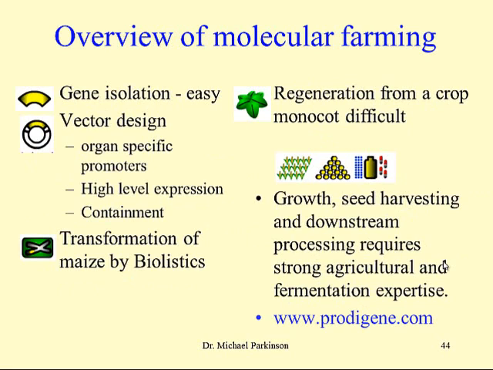So this is from Prodigene. They reckon that the gene isolation is easy. The vector design includes organ-specific promoters, so they can get expression in the seed. They're using high-level promoters to get high-level expression, and the gene is actually contained in the seed itself. I'll be talking about transformation later, but there are a number of different ways of getting genes into plants, and one of them is by blasting the genes in using a particle gun in a process called biolistics. I'll be talking about this in the next lecture.